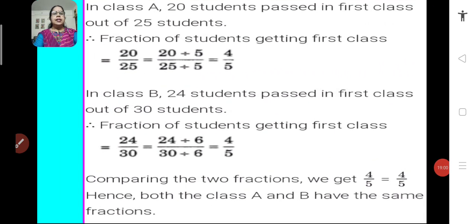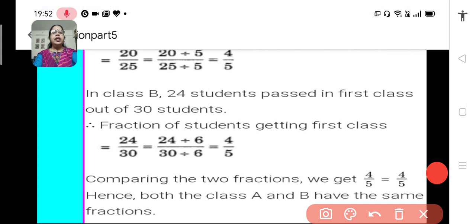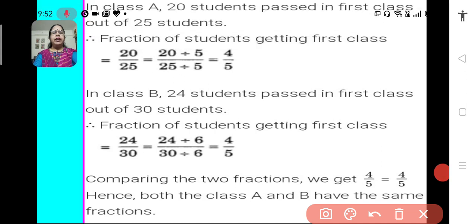So in class A, 20 students out of 25 students passed in first class. So what will be the fraction? The fraction will be 20 upon 25, the fraction of students getting first class. So what is the simplest form of this fraction? 20 upon 25, it is 4 upon 5.